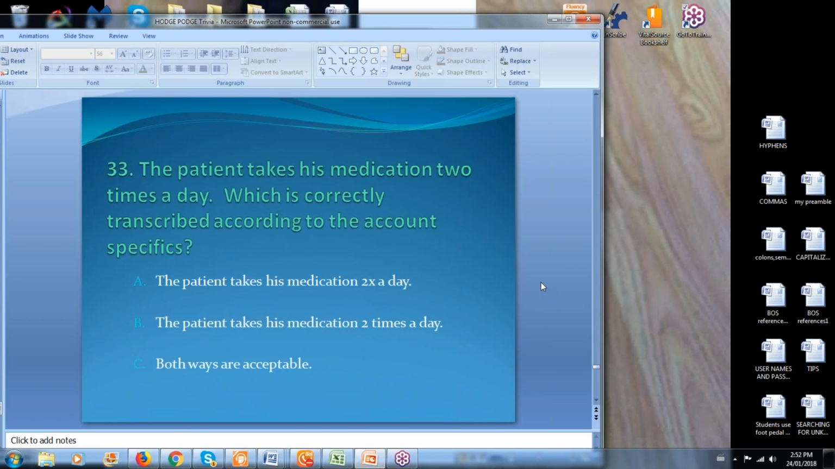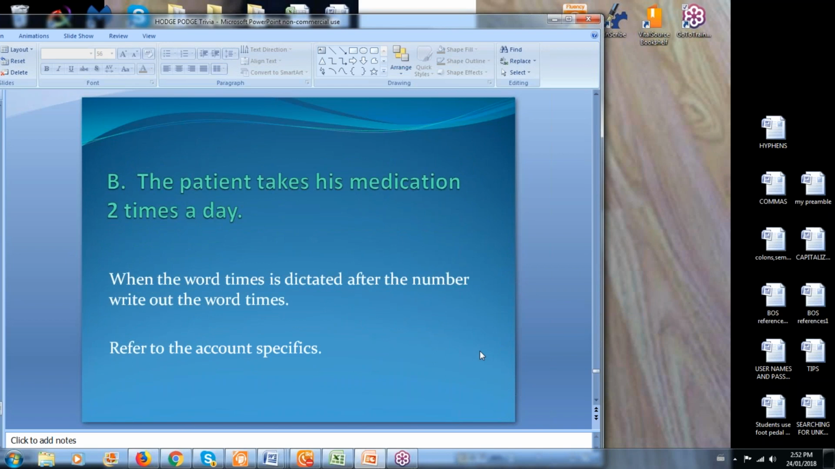33. The patient takes his medication 2 times a day, which is correctly transcribed according to the account specifics. Is it A, the patient takes his medication 2x a day, or B, the patient takes his medication 2 times a day, or C, both ways are acceptable? Stumped you, huh? That's right, it's B. The patient takes the medication 2 times a day.